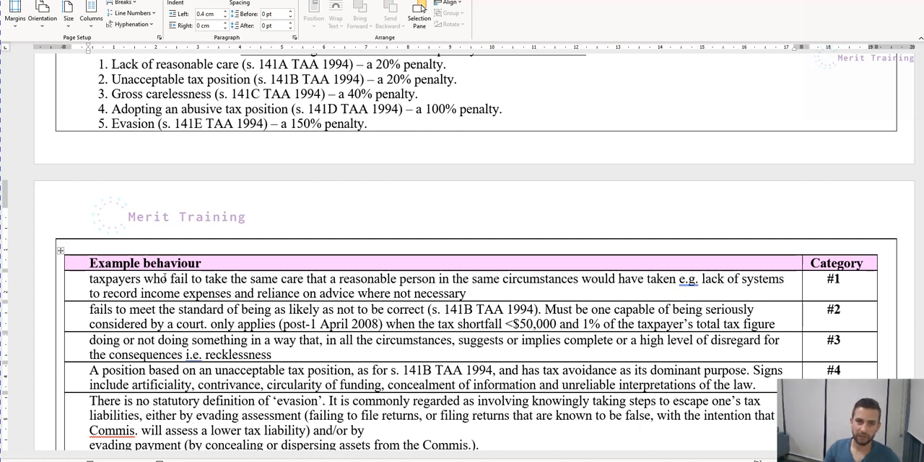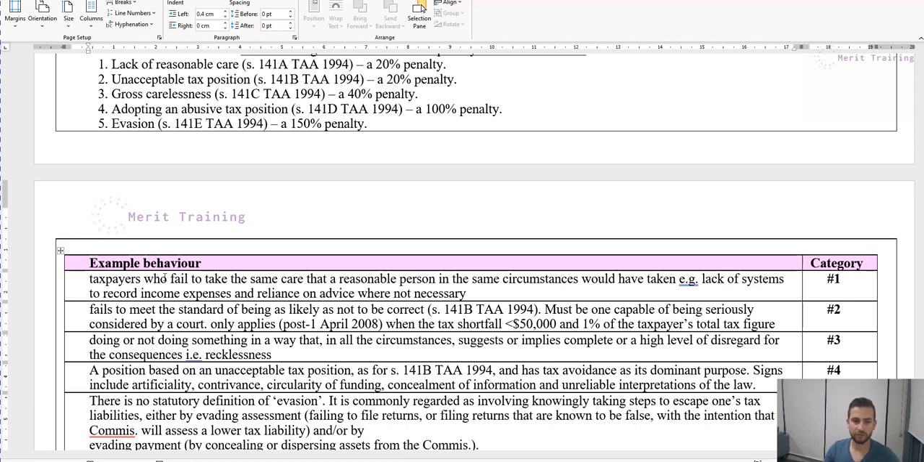An example of an unacceptable tax position is they fail to meet the standard of being as likely as not to be correct. So it must be one capable of being seriously considered by the court and only applies when the tax shortfall is less than $50,000 and 1% of the taxpayer's total tax figure.